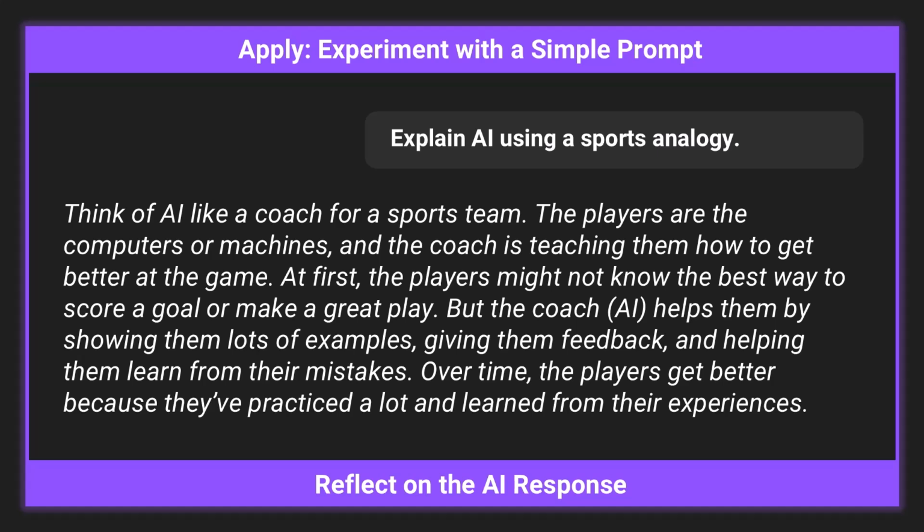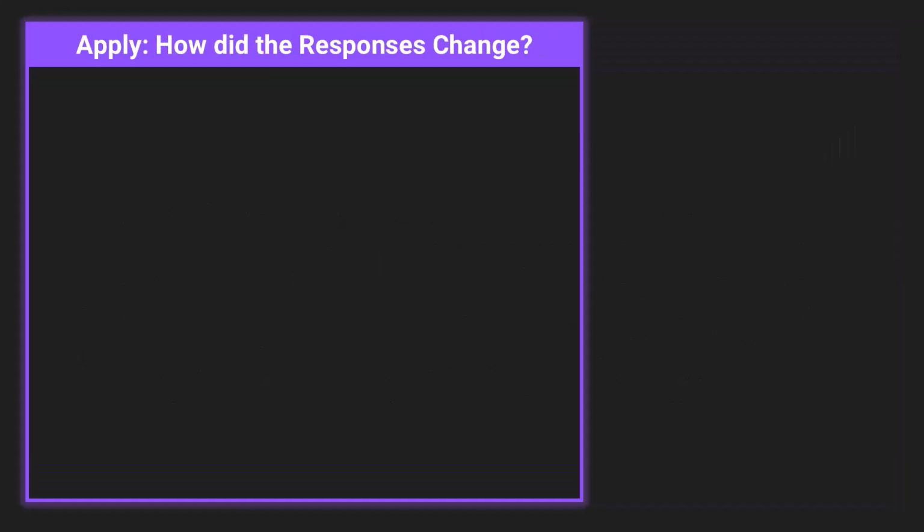Why these prompts? Because they reflect different audiences and context. Telling ChatGPT to explain like I'm 5 should produce a much simpler and more playful description. The sports analogy prompt might lead ChatGPT to compare AI to a coach, a team, or a game. Let's break down what's happening here.